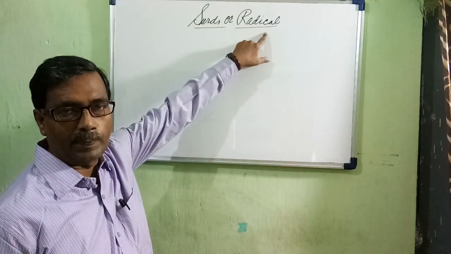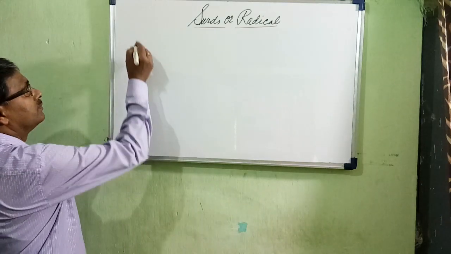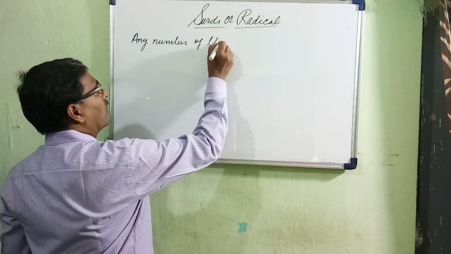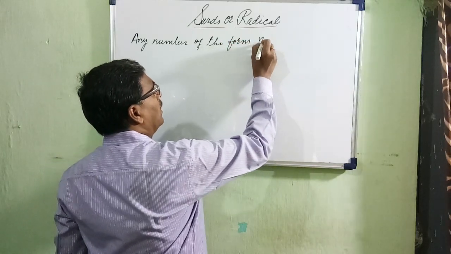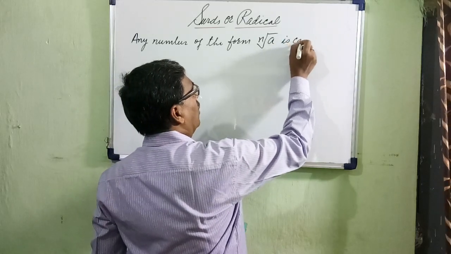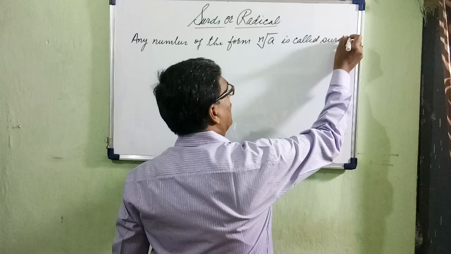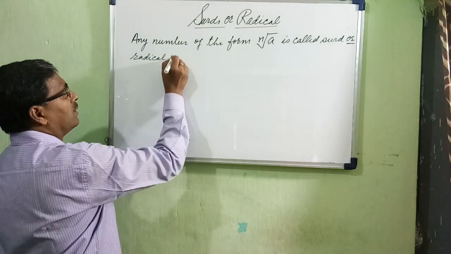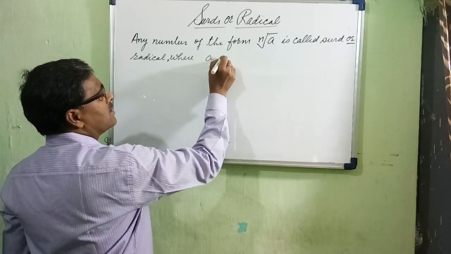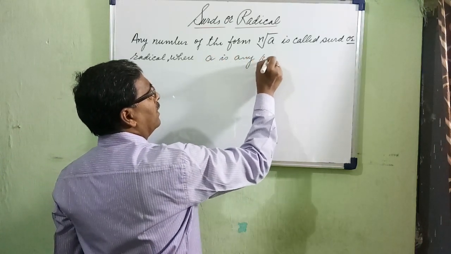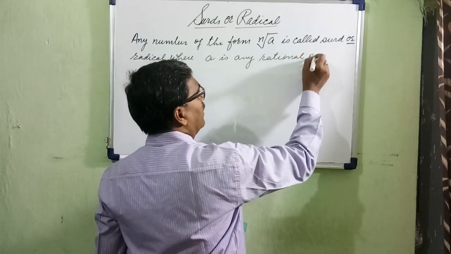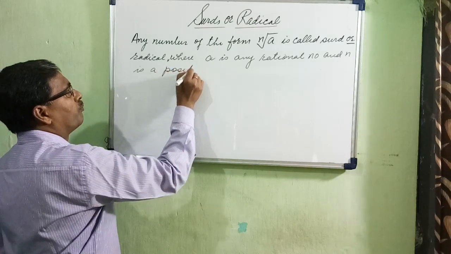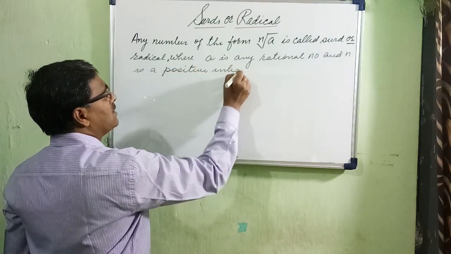Surd is also known as radical. Any number of the form nth root of a is called a surd or radical, where a is any rational number and n is a positive integer.